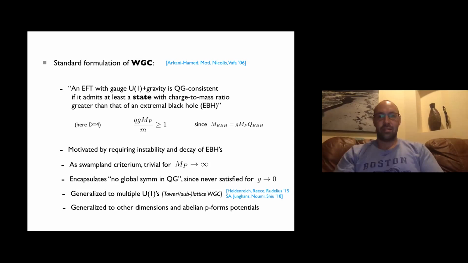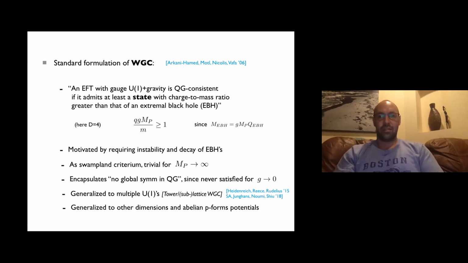So how does this come about? It's motivated by requiring instability and decay of extremal black holes, which otherwise would give some issue at low energy, in the deep infrared, when these states had to be integrated out. And so this is a Swampland criterion, so it's trivially satisfied when you decouple gravity, and automatically encapsulates the no global symmetries in quantum gravity statement, which is never satisfied when you switch off the gauge coupling g.